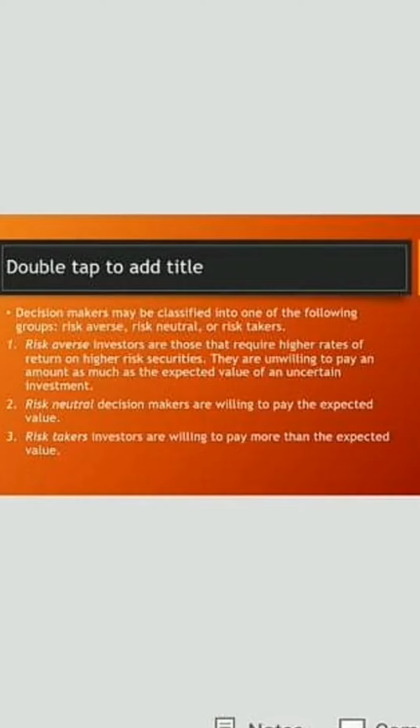Decision makers may be classified into one of the following groups. One, risk averse. Investors are those that require high rates of return on higher risk securities. They are unwilling to pay an amount as much as the expected value of an uncertain investment. Risk neutral decision makers are willing to pay the expected value.